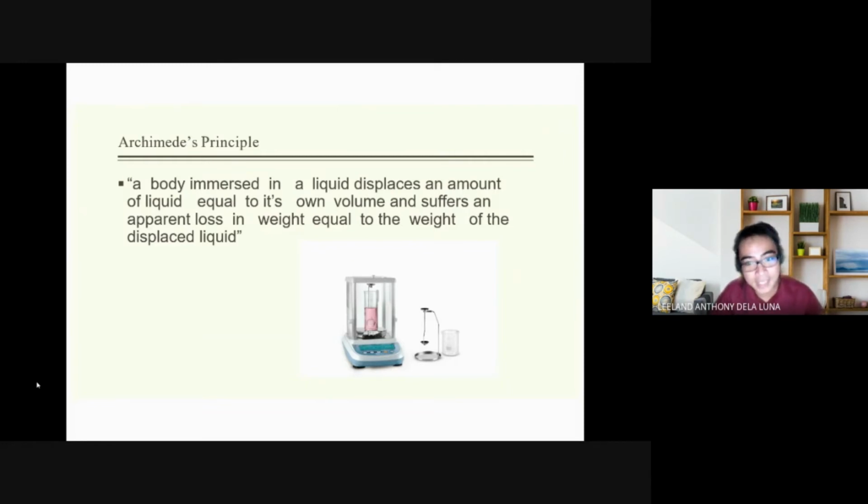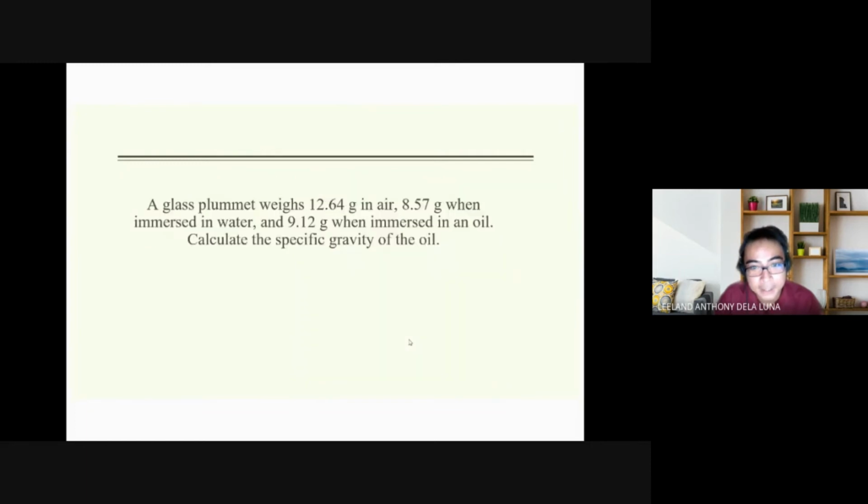All right? Now, class, here's an example of a plummet device. That's used for measuring the specific gravity of certain liquids. Pero class, most often than not, ginagamit pa rin natin is pycnometer. Mas madali siyang gamitin eh. This one requires a device, just to use this. So let me show you, class, here a sample problem.